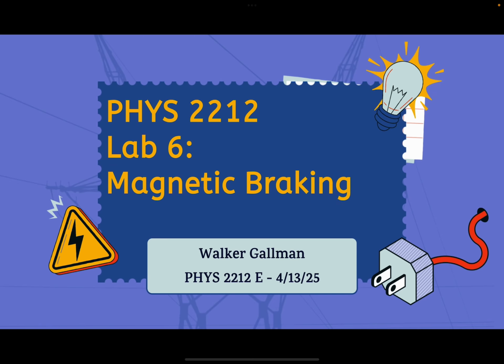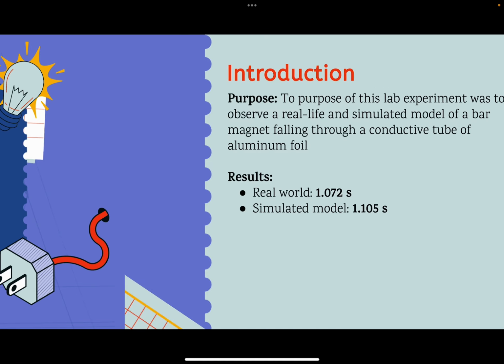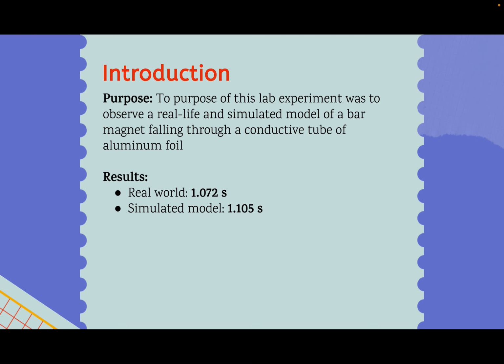Hi, welcome to my lab report for Physics 2212, Lab 6, Magnetic Braking. The purpose of this lab was to observe and analyze the behavior of a bar magnet falling through a conductive tube with both a real-life experiment and computational simulation. The aim was to understand the electromagnetic effects generated during the magnet's fall, including the induced currents and opposing magnetic forces, by using core principles from electromagnetism and circuit theory.